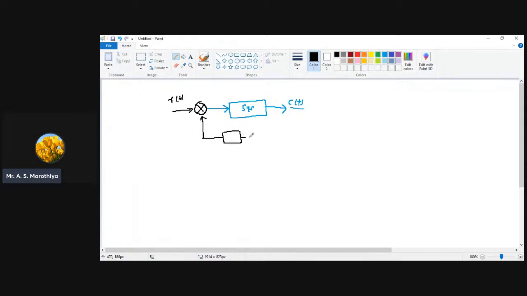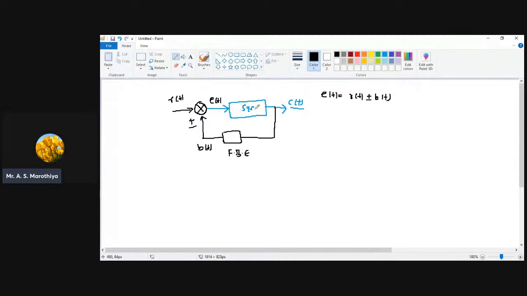So here we are going to have a feedback element like this, and the feedback element is going to take the feedback and generate some signal. That signal is nothing but B of t, the feedback signal. It may be plus, it may be minus, that depends upon the nature of the feedback path. That means whether we are going to take a positive feedback signal or a negative feedback signal, and based on that it is going to generate the error signal, which is nothing but E of t. So here I can write E of t as R of t plus or minus B of t.